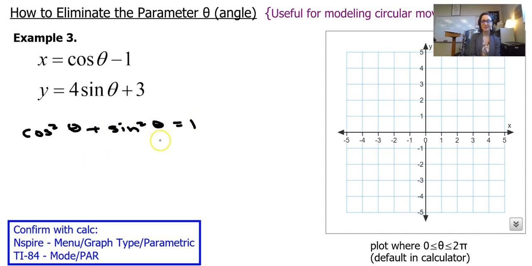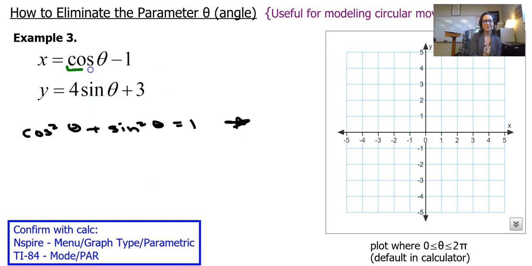So this is where you're going to start every time you've got parametric equations with trig in them. And then what you want to do is isolate the top equation for cosine of theta, isolate the bottom equation for sine of theta, and we're going to come back and plug in to this equation here. Okay, so let's try this together.